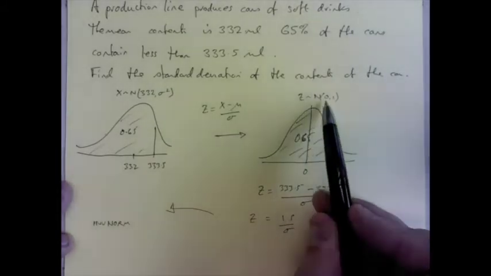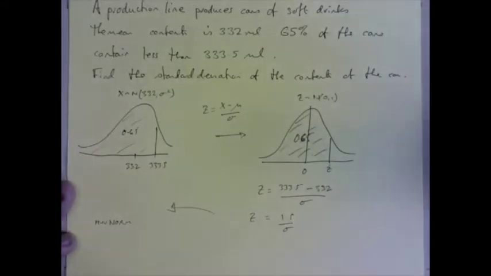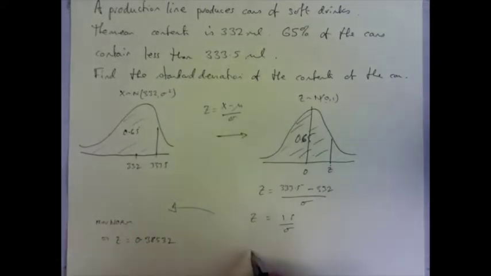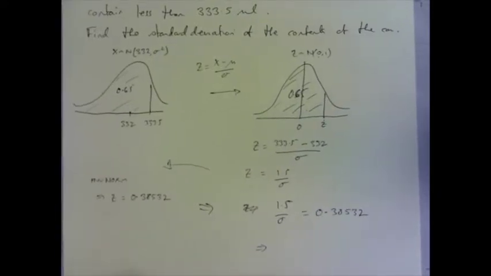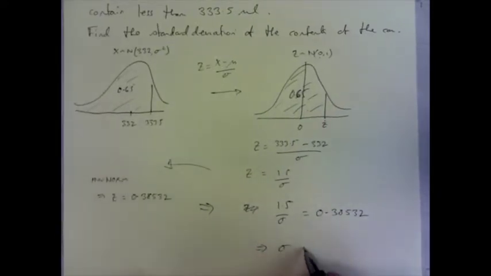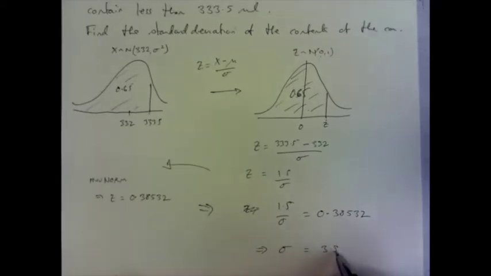I know the mean and the variance for this distribution, so I can use inverse norm. It will tell me that that z value turns out to be 0.38532. So I know that z, which is, sorry, let's go 1.5 over sigma, is equal to 0.38532. And of course, from there, it's a very simple step to finish that off and figure out that the standard deviation is 3.89.